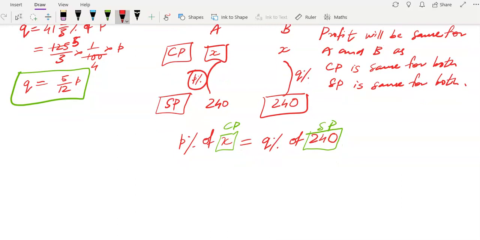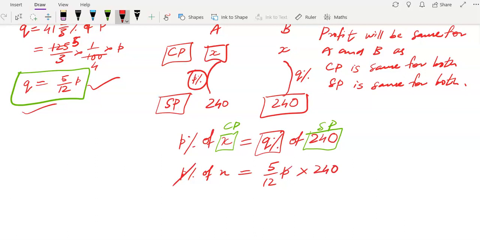So if we solve this, P% of X is equal to Q. The value of Q is how much? 5 by 12 P. So 5 by 12 P into 240. Now this P and this P will cancel out. 12 1s are 12, 12 2s are 24. So X is equal to 5 into 20, which will give us 100.